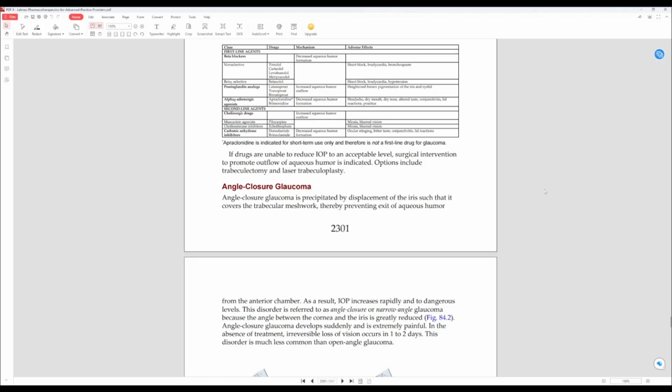If drugs aren't able to reduce IOP to an acceptable level, surgical intervention to promote outflow of aqueous humor may be indicated. Options include a trabeculectomy or a laser trabeculoplasty.